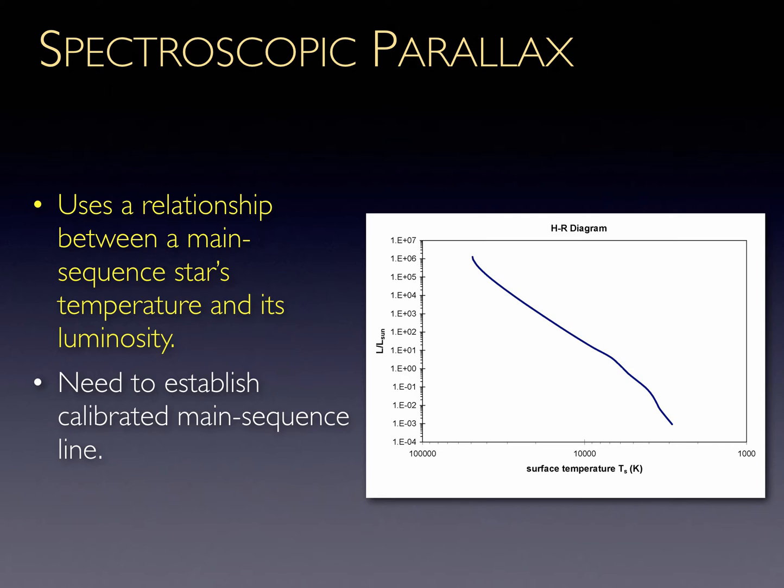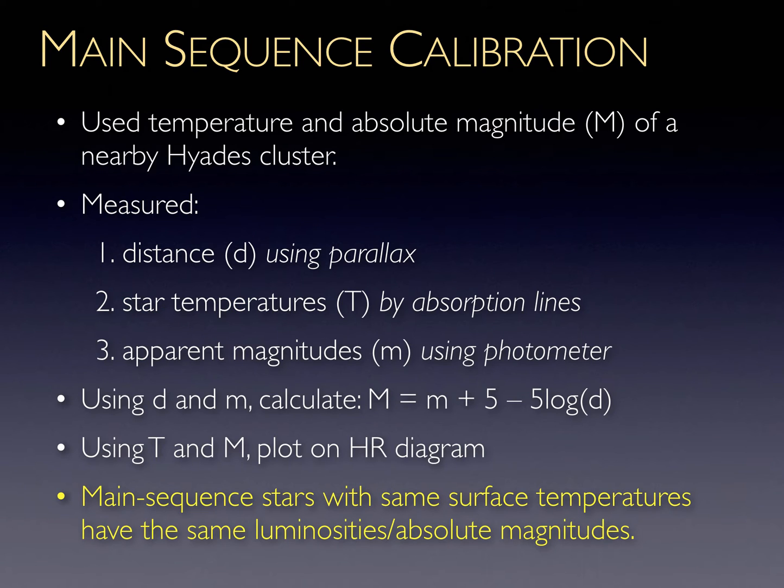Spectroscopic parallax gives us one way to determine absolute magnitude by relating the main sequence star's absolute magnitude to its surface temperature. The main sequence line on the Hertzsprung-Russell diagram is basically a graph of this relationship. What is required is a calibrated main sequence line.